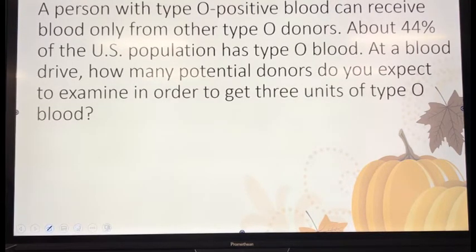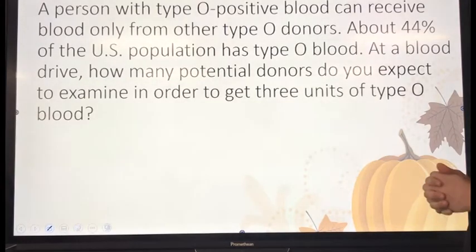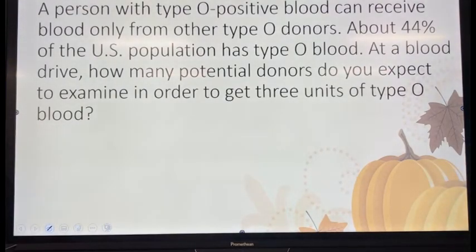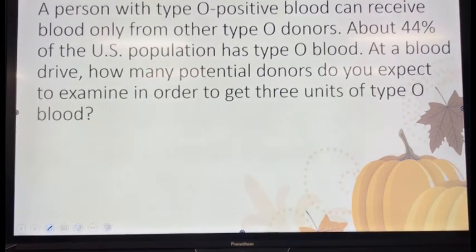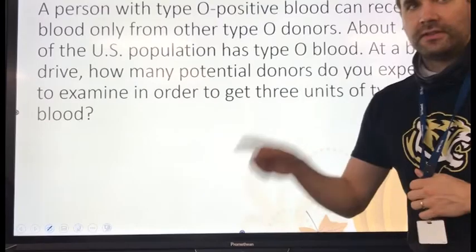A person with type O positive blood can receive blood only from other type O donors. About 44% of the U.S. population has type O blood. At a blood drive, how many potential donors do you expect to examine in order to get 3 units of type O blood? So how many times do we have to run this to get 3 people?